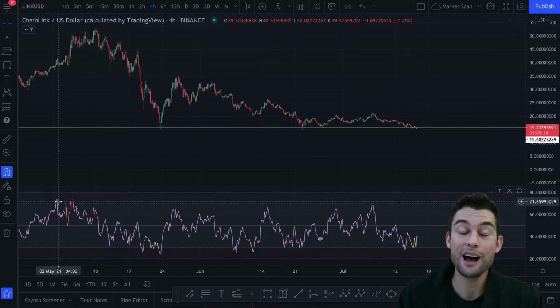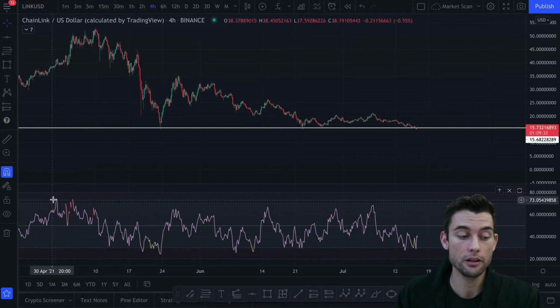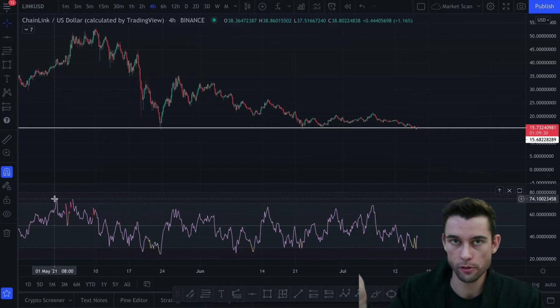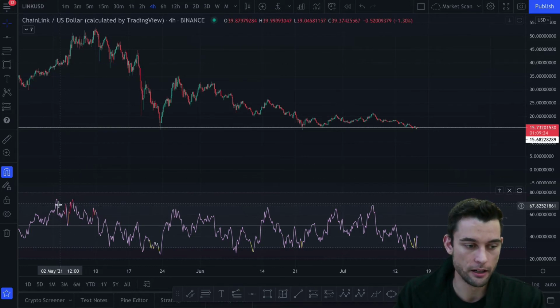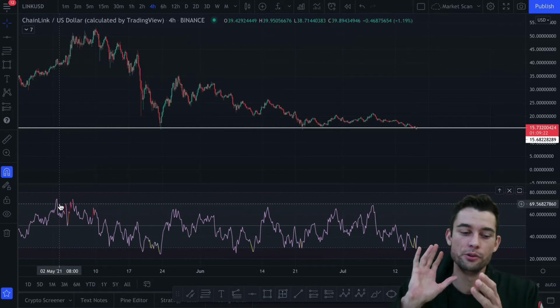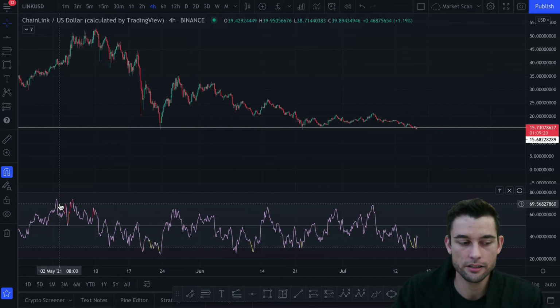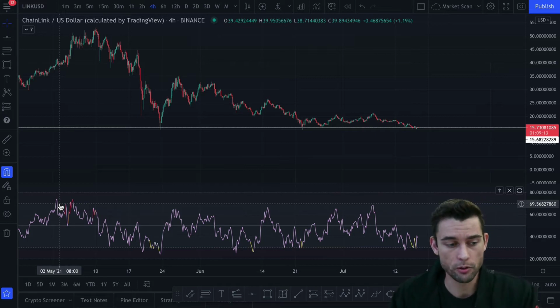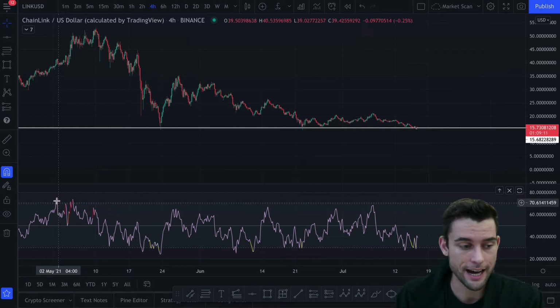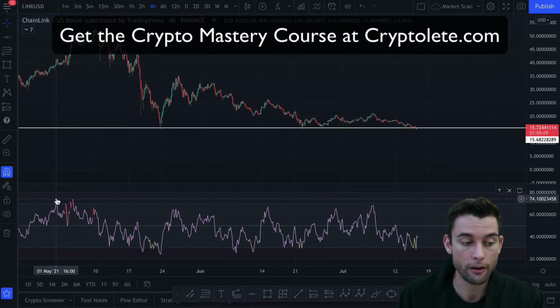So it's not foolproof. And that's something that you need to know: it's not like, oh, it's oversold and then you sell it, or it's overbought, so then you sell it. That's not what this means. You have to understand how to actually read this. You have to understand what's known as divergences, and I teach all of this in the Crypto Mastery course at cryptoelite.com. So if you want to learn about how to actually read this, you could go over to cryptoelite.com and take the course.